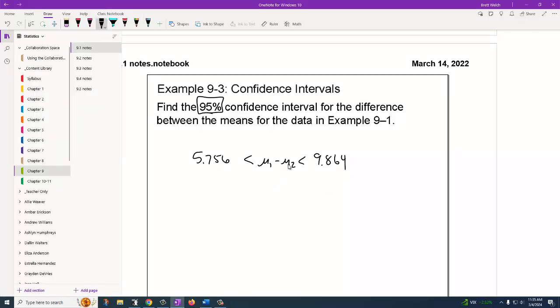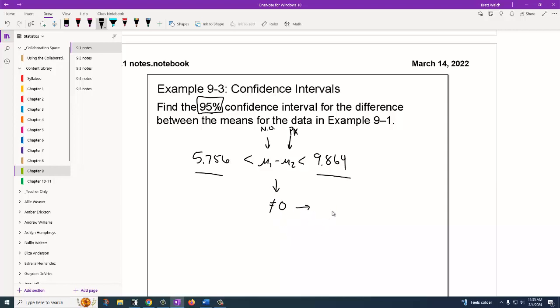Remember, this is New Orleans and this is Phoenix. What this data tells me is that when I take the New Orleans mean and subtract the Phoenix average, the difference between them is somewhere between $5.75 and $9.86. But what's really important is that that cannot equal 0. 0 does not fit between those numbers.